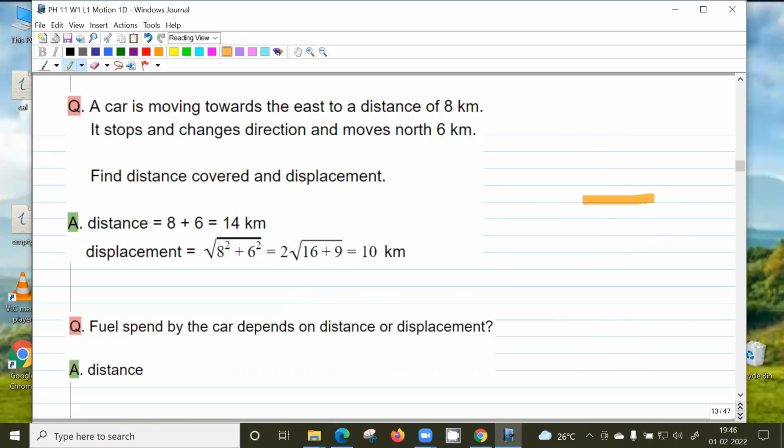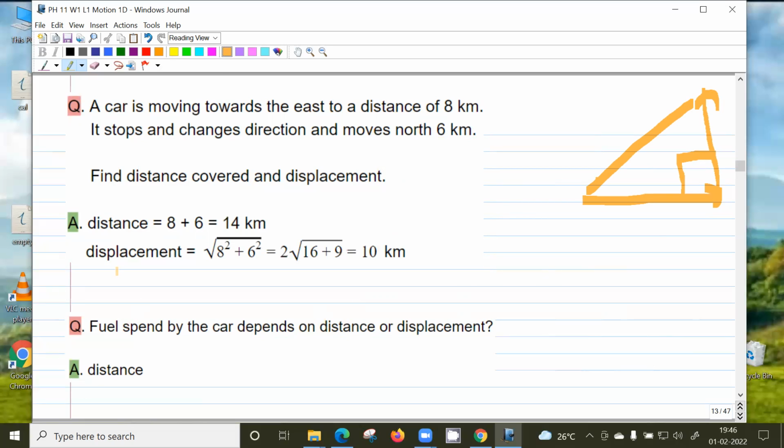Now a car is moving towards east 8 kilometers, and then it stops and moves towards north 6 kilometers. So what is the displacement now? The hypotenuse, and this angle is 90 degrees. Why is it 90? Because it's going towards east and then north, and the angle between east and north is 90 degrees. So the displacement is the hypotenuse, that is the square root of 8 squared plus 6 squared, and the distance is 8 plus 6.